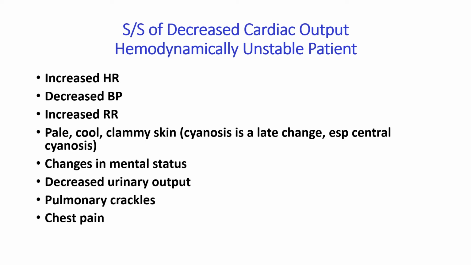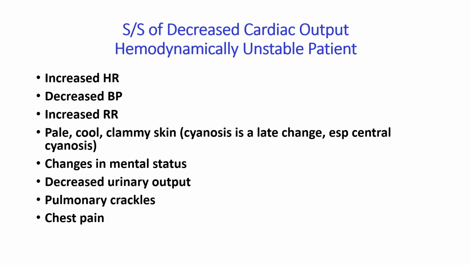So think of what kinds of symptoms would show a decrease in cardiac output. Increased heart rate or decreased heart rate can cause a decreased cardiac output, decreased blood pressure, increased respiratory rate, and patients who are pale with cold, clammy skin. Cyanosis usually will be a later change. Also changes in mental status, whether dizziness, confusion, or lower level of consciousness, and decreased urine output.